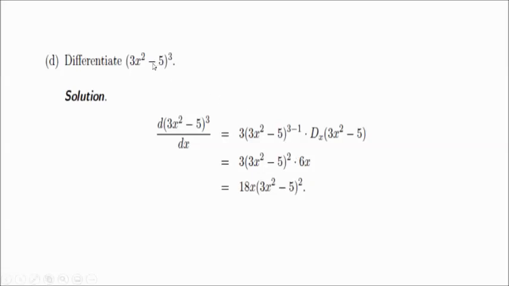Another. For this one, bring down 3, then 3 minus 1 is 2. And then derivative ng 3x squared minus 5 is 6x. 6x multiplied by 3 is 18x. And then multiply dito. So this is the final answer.